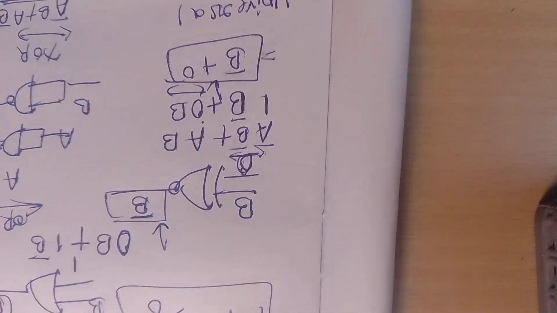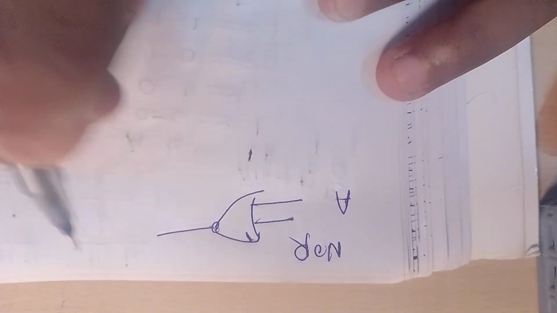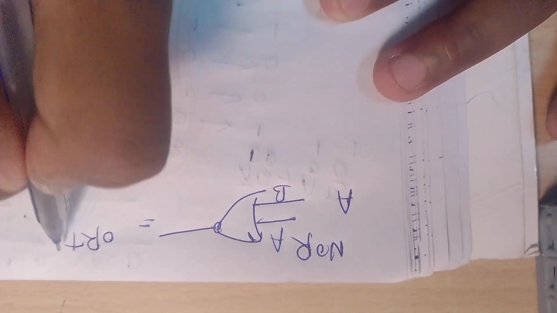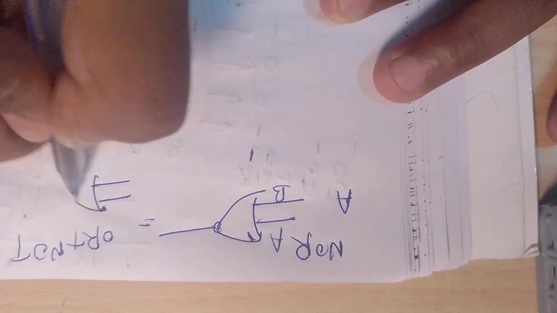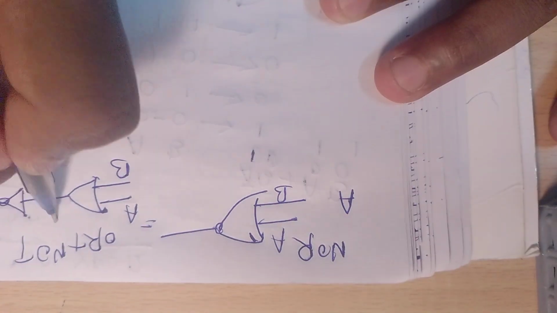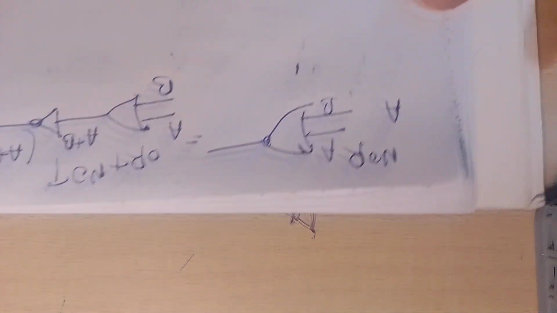You can see NOR is also the same like that only. This is the symbol of the NOR gate. A B, it is equal to an OR gate plus one NOT gate. If you have an OR gate and one NOT gate, then with A B we will get A plus B whole bar. Okay, A plus B whole bar.